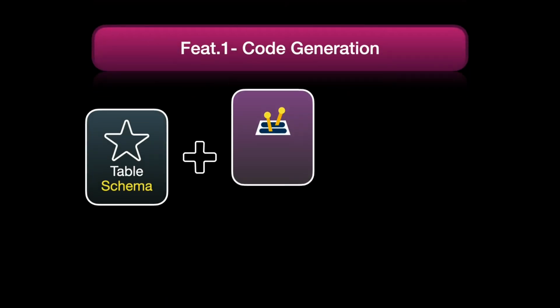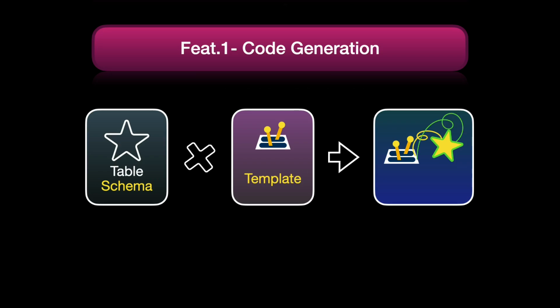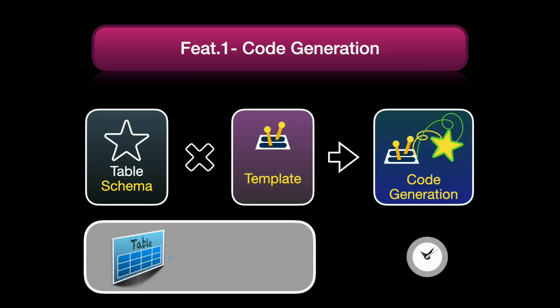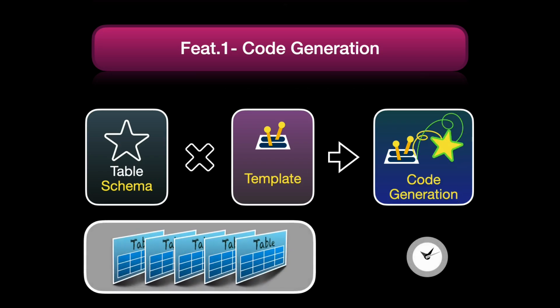First up is code generation using templates and schema info. You make a template for a VO, DTO, DAO, or whatever you want to generate. Then you apply the template to a table or view schema info to generate the code. The more tables, views, and columns you have, the more time you'll save.